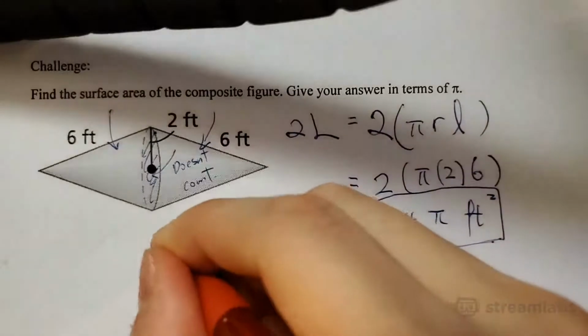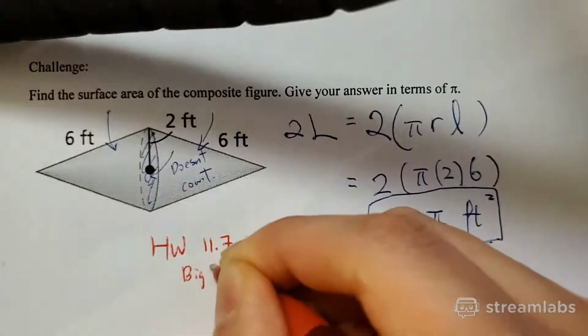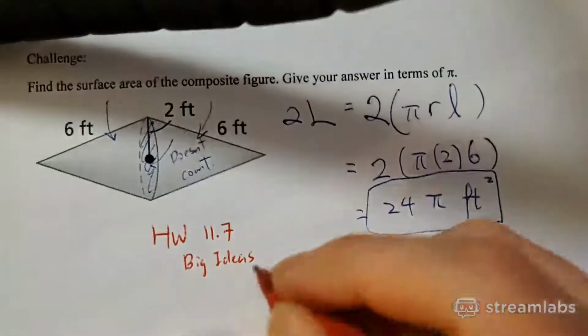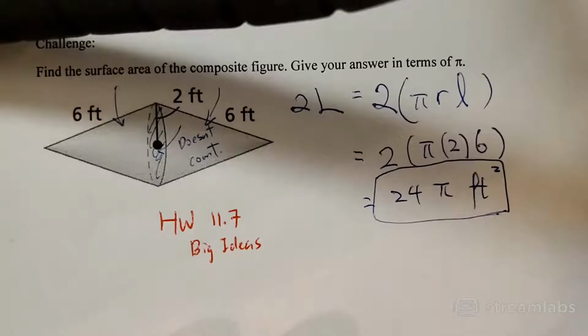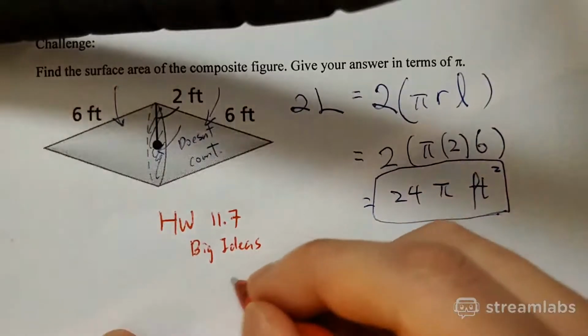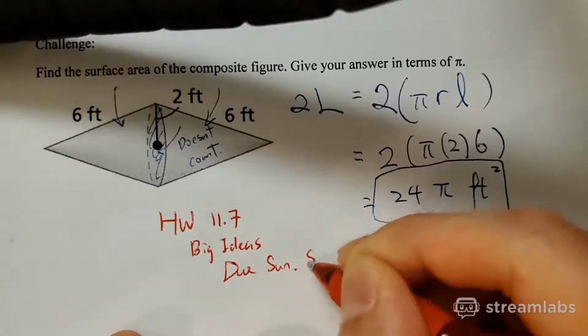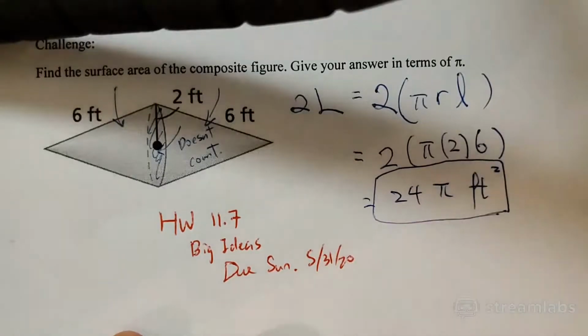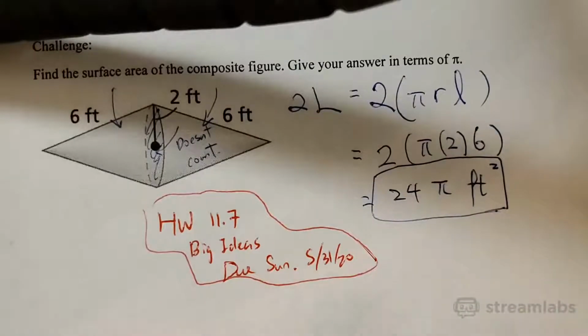So your homework: 11.7. This is on Big Ideas already. This is due Sunday. I think it's the 31st, right? This Sunday is the 31st. Yeah. Okay, so that's your homework. Make sure you do them, okay? Keep up with your homework.